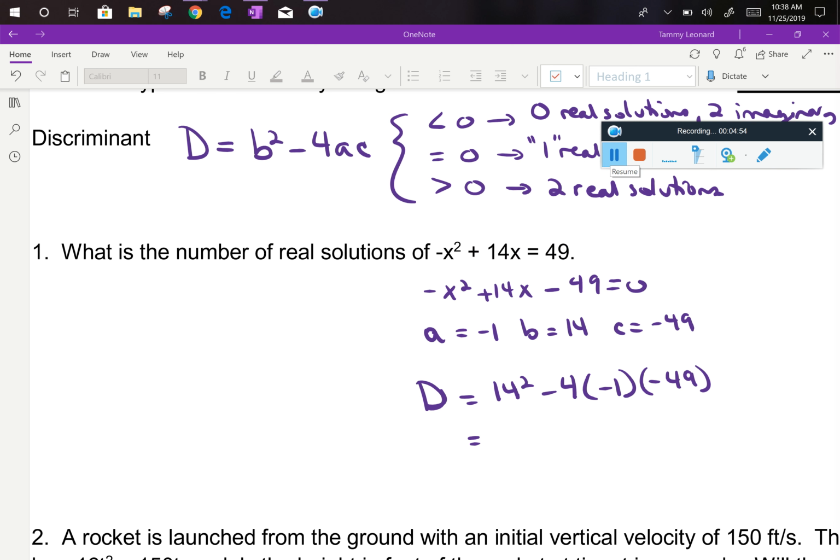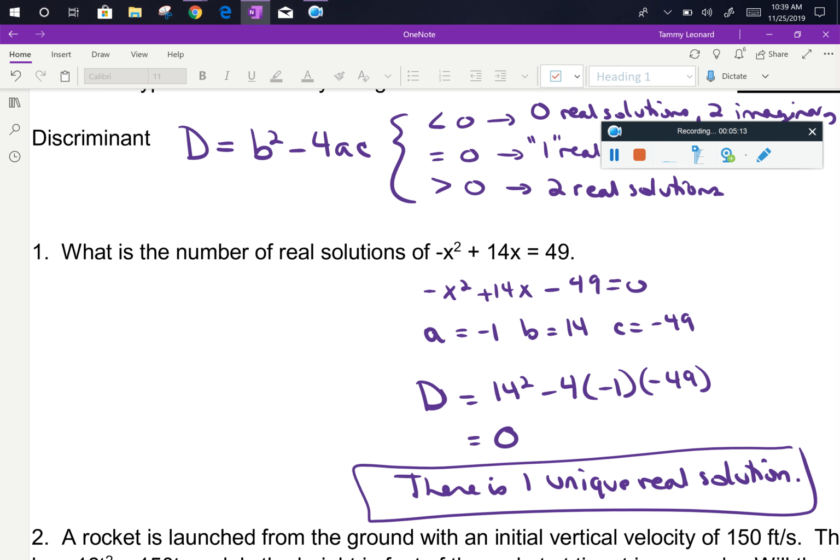All right, so that all comes out to 0, which tells us what about the solutions? There is one real solution. So we know there is, let's say, one unique real solution. For right now, if you looked your answer up in the back of your book for a similar problem, your book would just say one real solution.